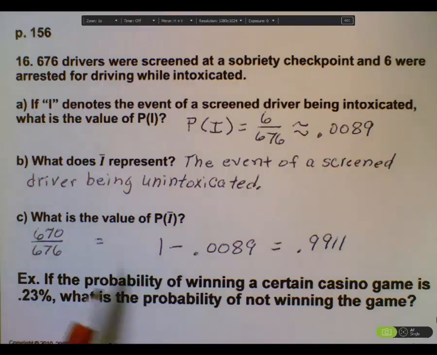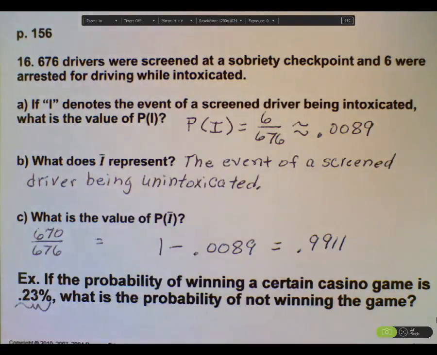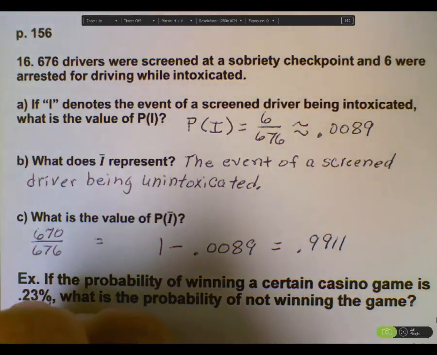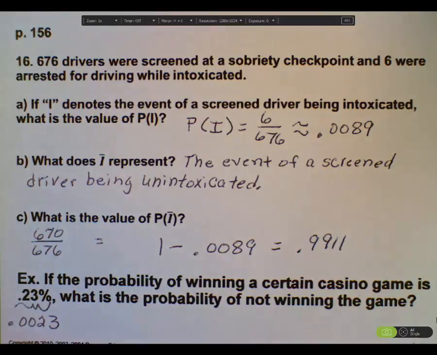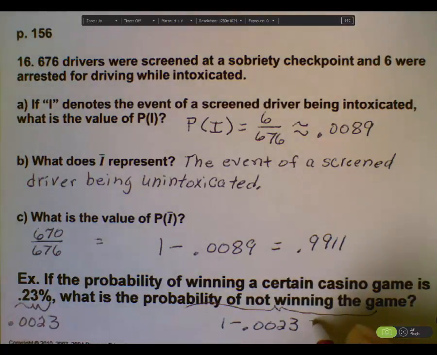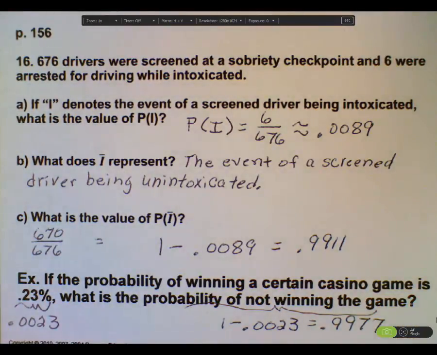Again, winning and not winning are complements of each other, so those two probabilities should add to 1. If I know the probability of winning is 0.23%, I have to write that as 0.0023 as a decimal. And the probability of not winning is 1 minus that decimal, or 0.9977. So the probability of winning is 0.0023. The probability of not winning is 0.9977.